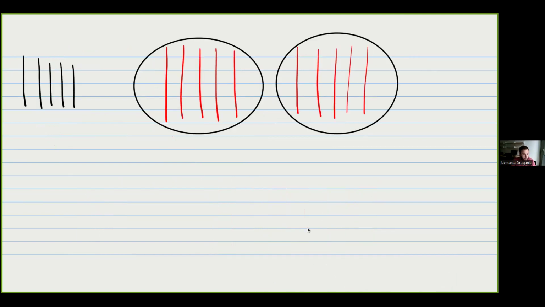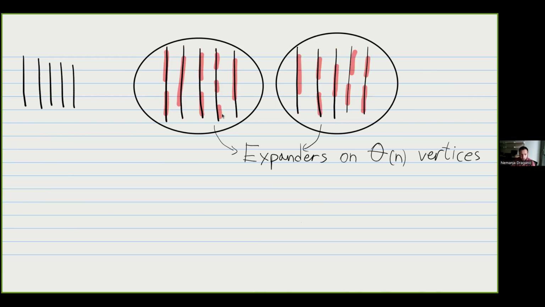And now again, redraw the picture. So the number of vertices in the red path is linear, as I said. So I can split it just into two parts because the paths are short. So I can split it into two parts such that both of them have linearly many vertices. And then I can again do this cleaning procedure such that I can get expanders again on linearly many vertices.